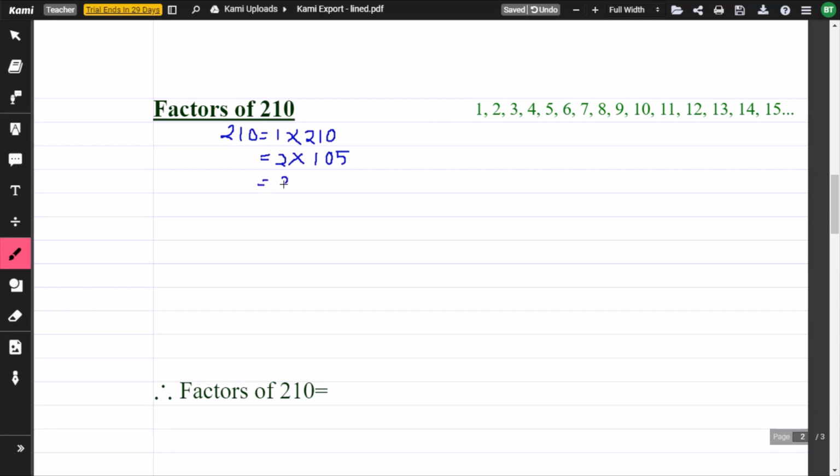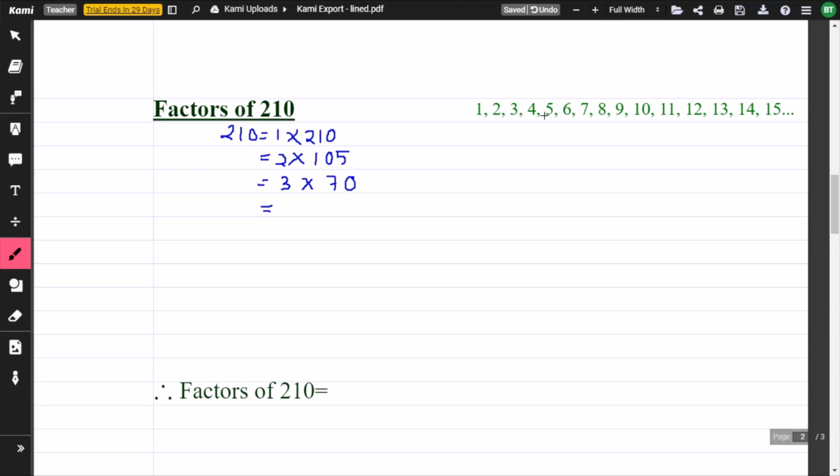So 3 times 70 is 210. Is 210 divisible by the next number, which is 4? 210 is not divisible by 4 because if you look at 210, the last two digits are 1 and 0. 1 and 0 makes 10, and 10 is not divisible by 4, which means 210 is not divisible by 4.